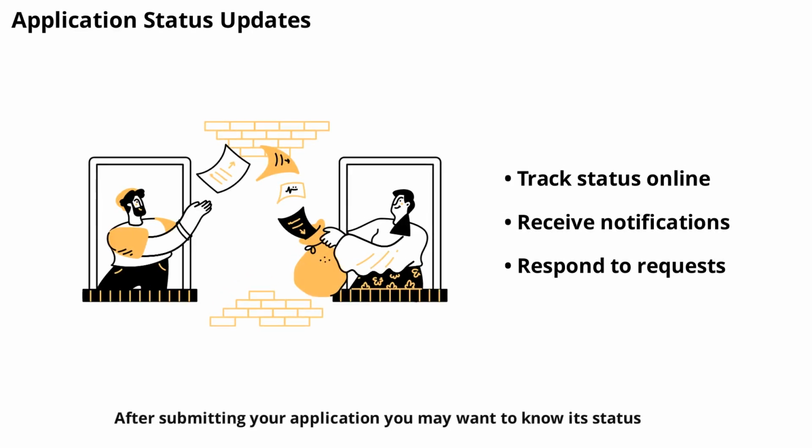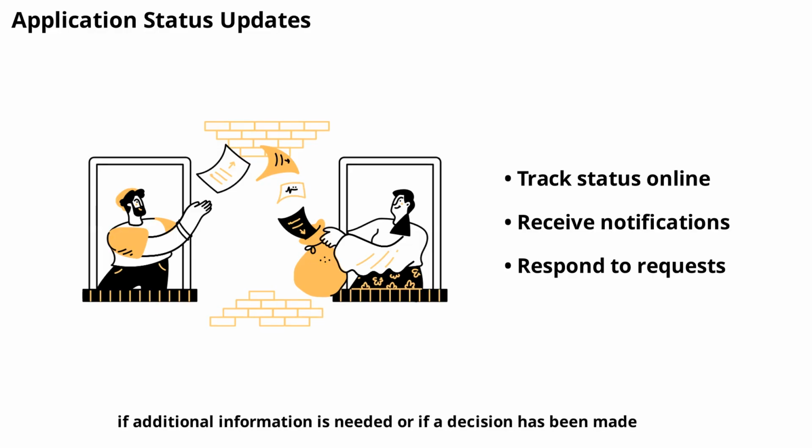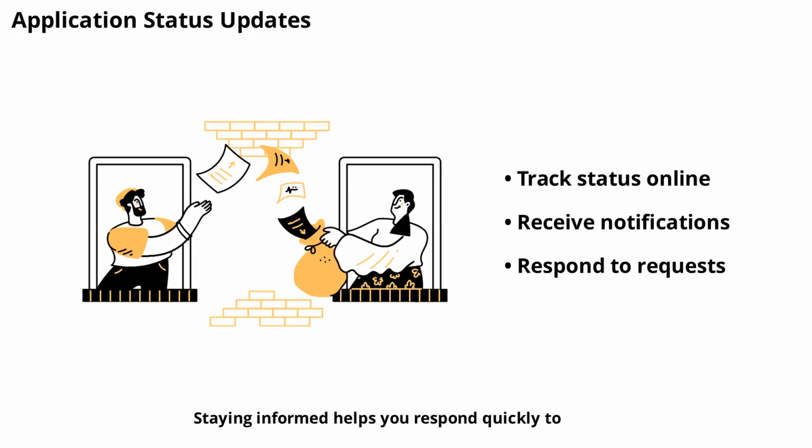After submitting your application, you may want to know its status. Many agencies provide status updates through online portals, email notifications, or phone hotlines. These updates let you know if your application is being processed, if additional information is needed, or if a decision has been made. Staying informed helps you respond quickly to any requests and reduces anxiety about the process.